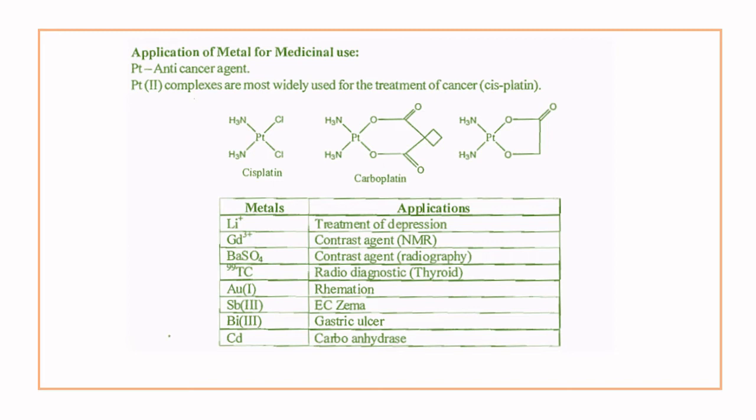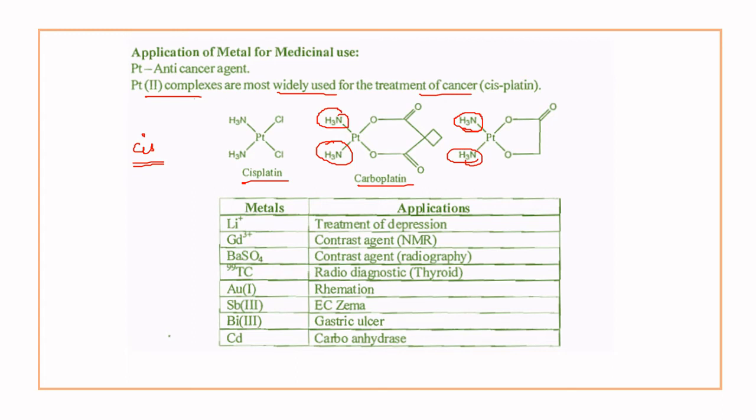So platinum is an anti-cancer agent. Platinum is in the +2 oxidation state. They are most widely used for the treatment of cancer. It is in the cis form, cis conformation. Cisplatin, carboplatin, everything is in cis conformation. Here, this one is also in cis conformation. They can be used for the treatment of cancer.